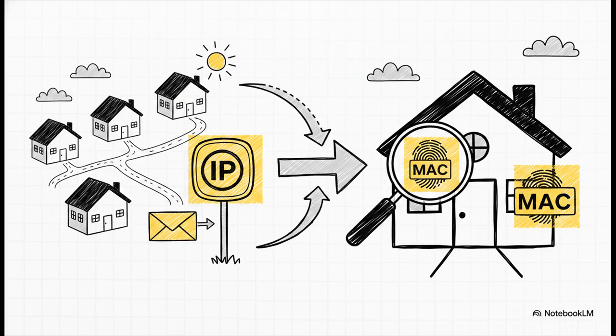And right here, this is the core of our mystery. For two devices on the same local network, like your computer and your printer at home, to actually talk, they need to know each other's physical MAC address. The IP address gets the data to the right neighborhood, sure, but it's the MAC address that's needed to deliver it to the right doorstep. The network has the name, but it desperately needs the fingerprint. So how does it get it?